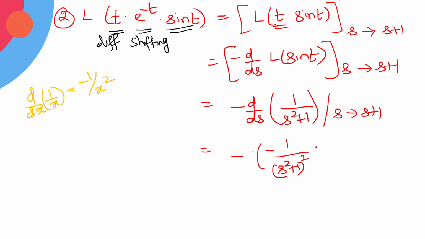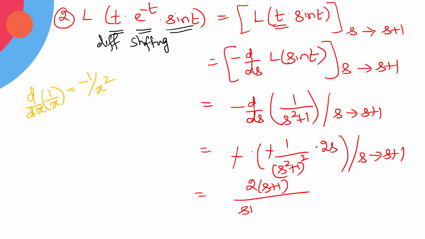Now if we differentiate s square, we will be having a 2s. Then we shift our s to s plus 1. So this minus will become plus. The final answer will be 2 times s plus 1 divided by s plus 1 the whole square plus 1 the whole square.